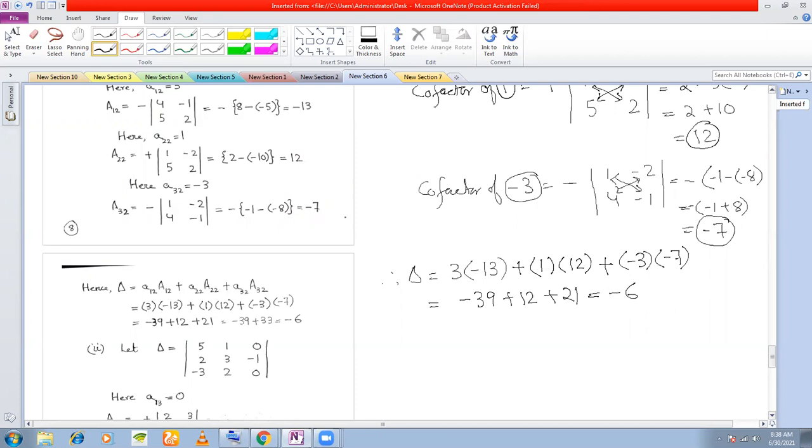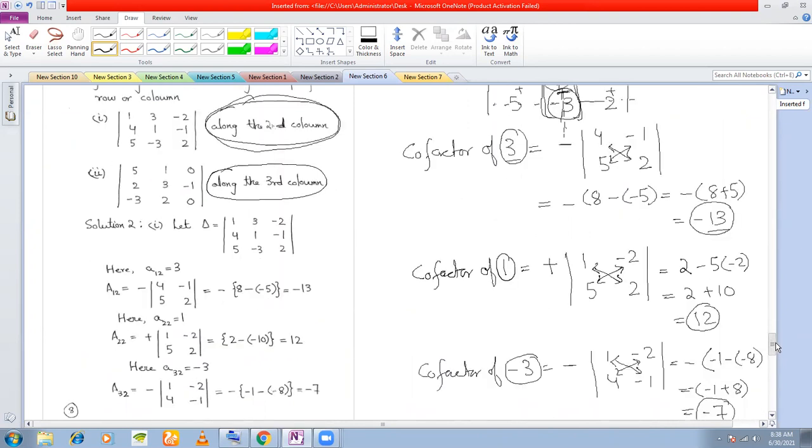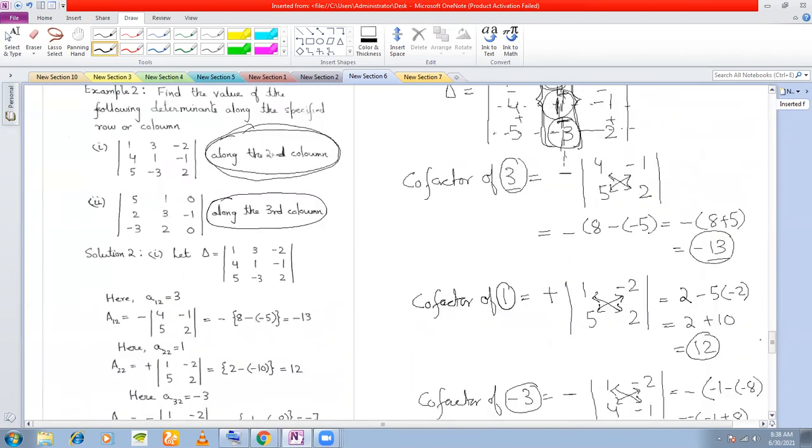Okay. Now this method has been modified a little. Now you can see this example also. The second example, you can find out the value along the third column. Okay, I have worked it out. You can see it. Okay, this is exactly the same. So the point that I'm trying to make here is that you can find out the value of the determinant along any row or any column of your choice.